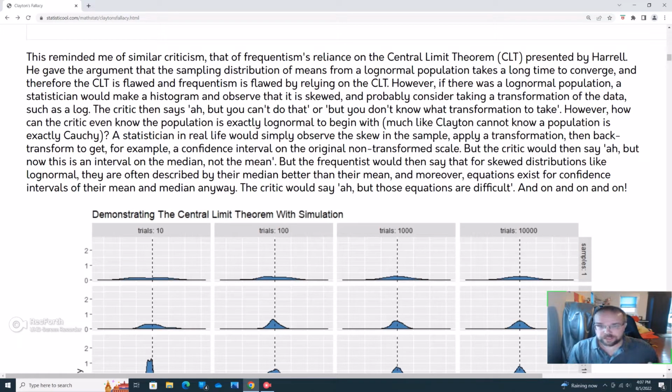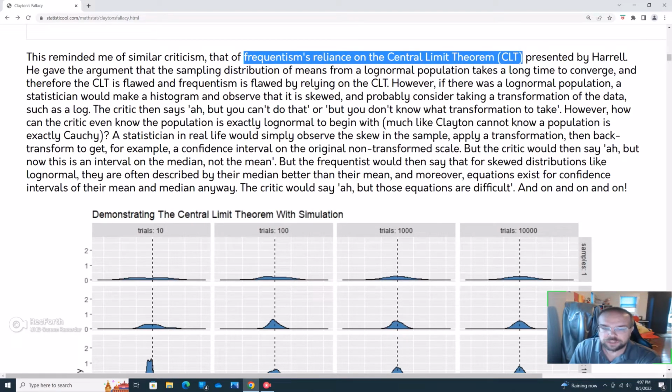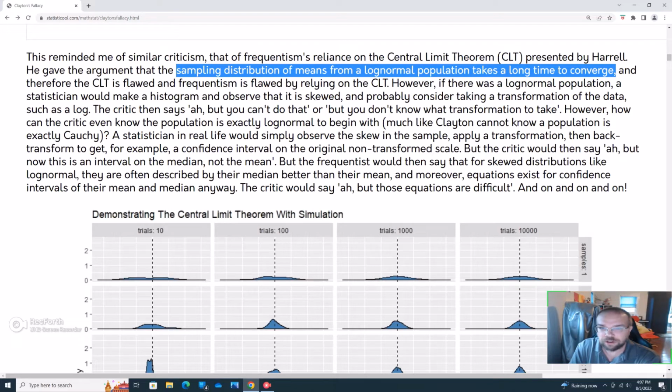I have a little sidetrack here. Frank Harrell, who by the way is a statistics OG, and I probably agree with him like 97% on things. It reminded me of an argument he had on Twitter, or on his webpage, I forget, that frequentism relies on the central limit theorem. First of all, there's a Bayesian central limit theorem too, so I think it's a very weak criticism. But Harrell's point was that the sampling distribution of means takes a long time to converge if it's log normal, and so therefore frequentism's flawed or something.